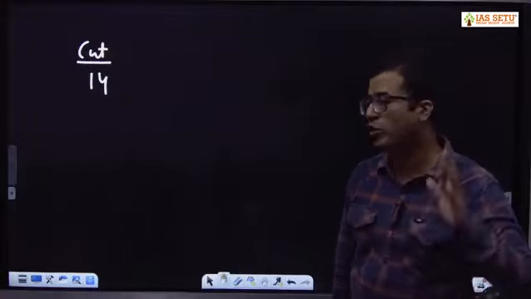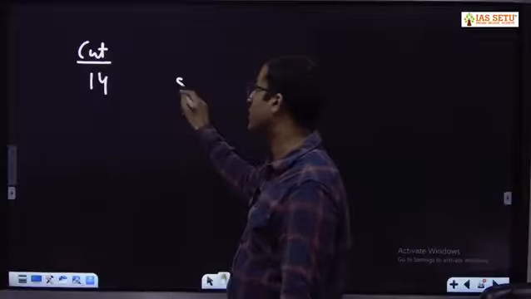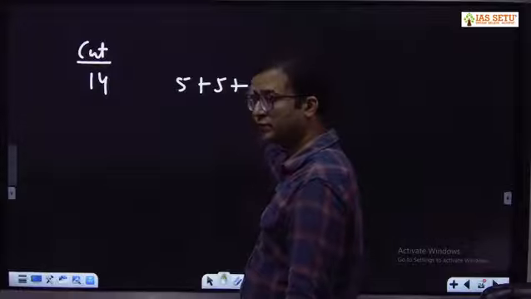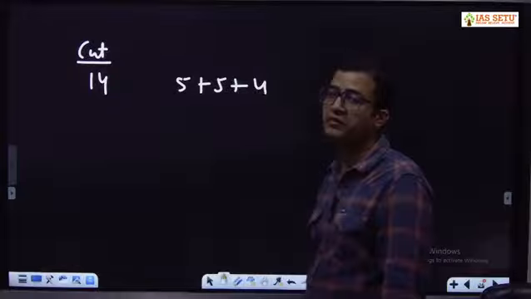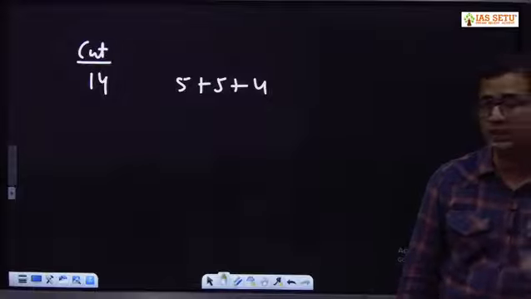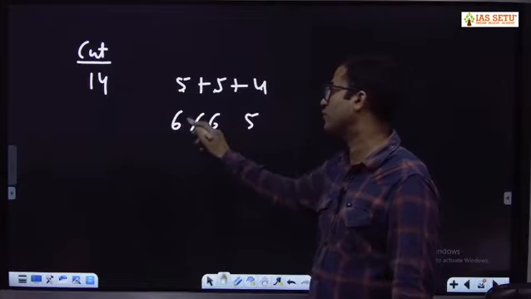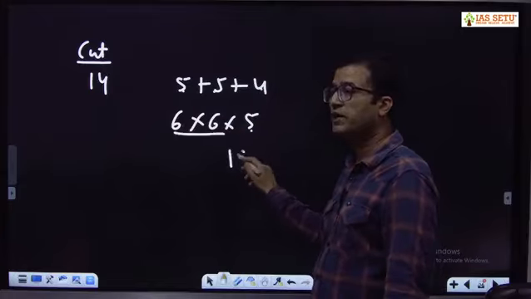Number of cuts 14. What is the multiple of 3 nearest to 14? 15. How can you make 15? 5 plus 5 plus 4. We can't take 5 plus 5 plus 5 because 15 is not the number of cuts, it is one less. So 5 plus 5 plus 5 with one taken back. 5 cuts give you 6 pieces, 5 cuts give you 6 pieces, 4 cuts give you 5 pieces. 36 into 5, 180.